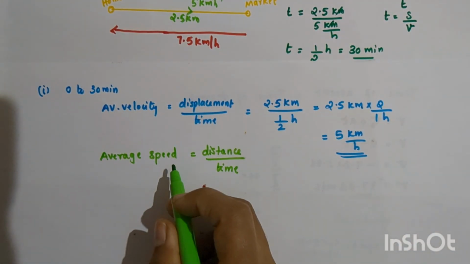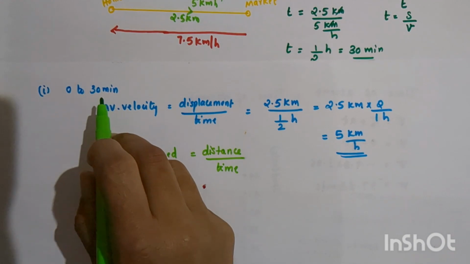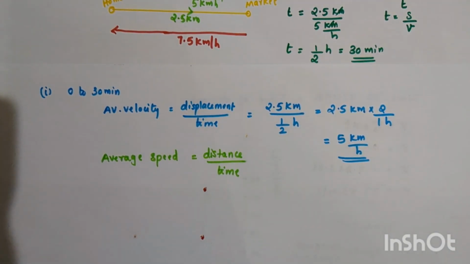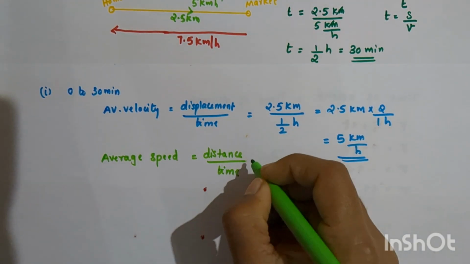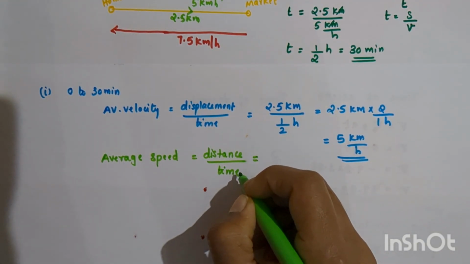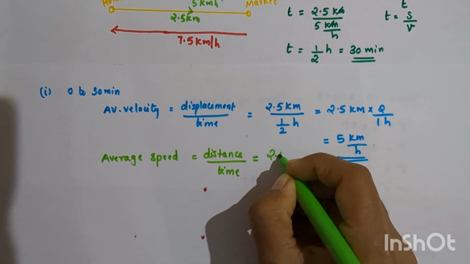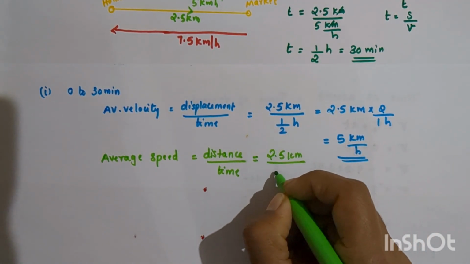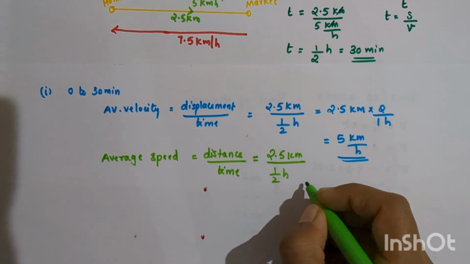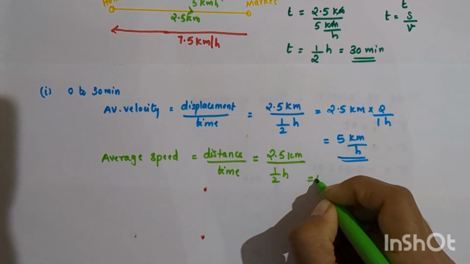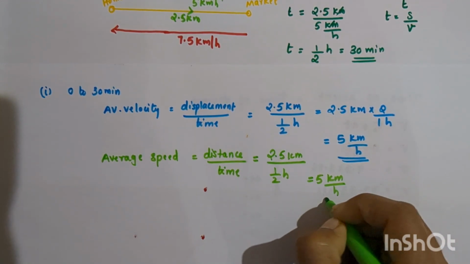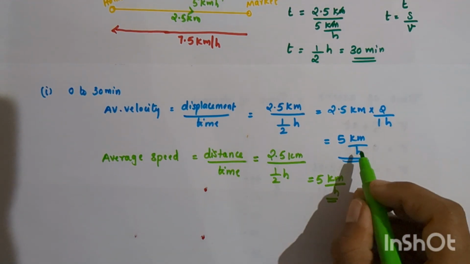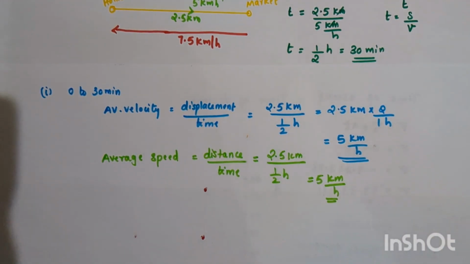Now what about his average speed during this interval of time, 0 to 30 minutes? Average speed is equal to distance by time taken. The distance is 2.5 kilometer from the home to the market, and the time taken is half an hour. So you will get the same answer, which is 5 kilometer per hour. That is, during this interval of time 0 to 30 minutes, his average velocity and average speed are both the same, 5 kilometer per hour.